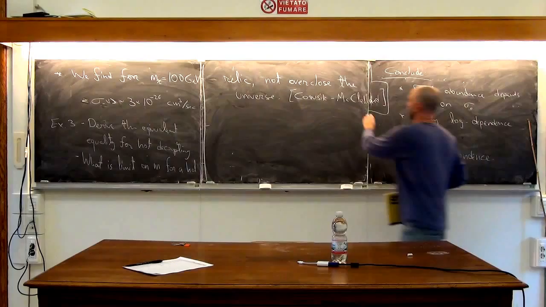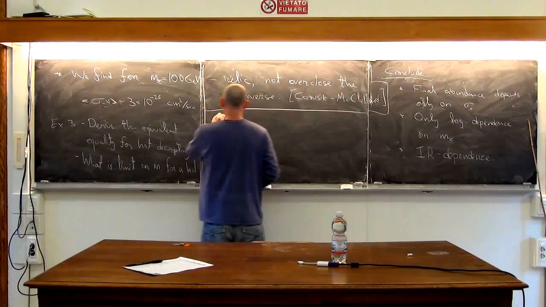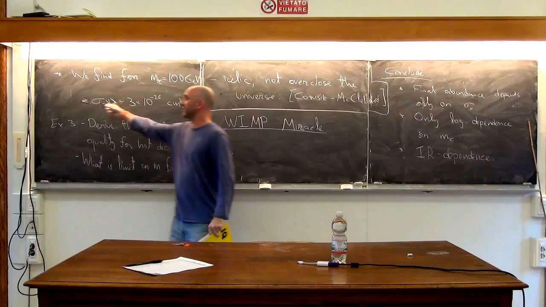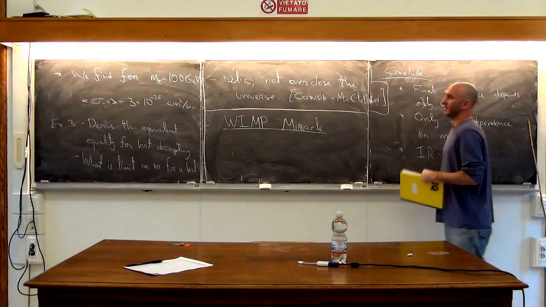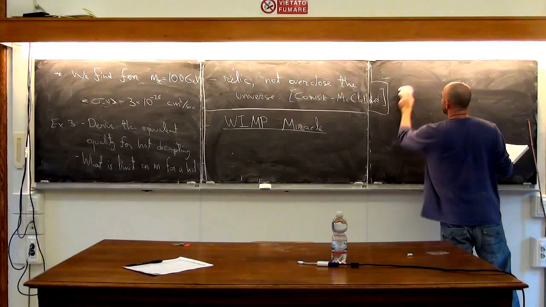All right. So again, let's try and understand this number, and this goes under the title WIMP miracle. WIMP, because we'll see this type of particle that has this cross section is roughly weakly interacting. So WIMP is a weakly interacting massive particle. And let's try and understand what is the miracle here. So I don't have much time.